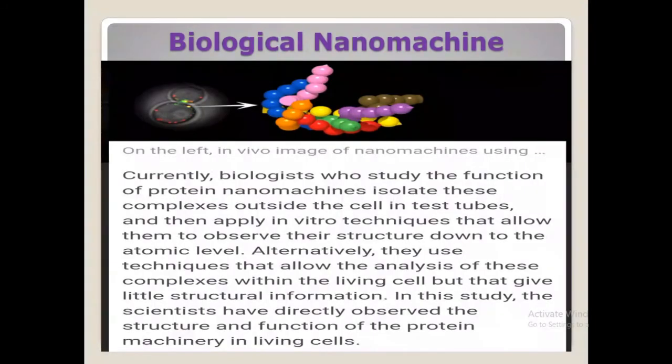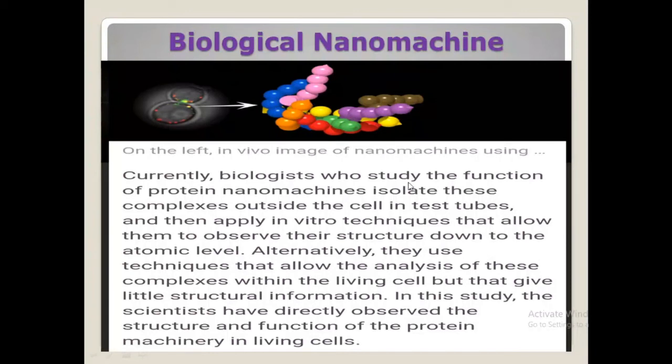This is another biological nanomachine, but it is not a DNA nanomachine. It is a nanomachine made up of protein. This is a living cell. Inside the cell you can find this small protein, a nanoprotein, and if you enlarge that structure, this is the three-dimensional structure of that protein, which is made of atoms like this.